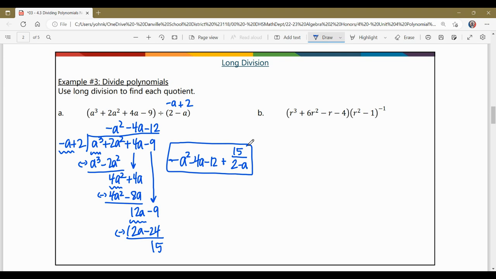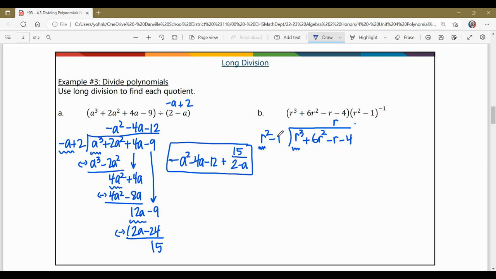Okay, letter B. Notice that this problem has a binomial that we are taking to a negative power. Remember, that means I can put that binomial in the denominator, so we're essentially doing division. So I'm going to write r cubed plus 6r squared minus r minus 4. And we're going to divide by r squared minus 1. So we're going to ask ourselves, how many times does r squared go into r cubed? And the answer is r times.